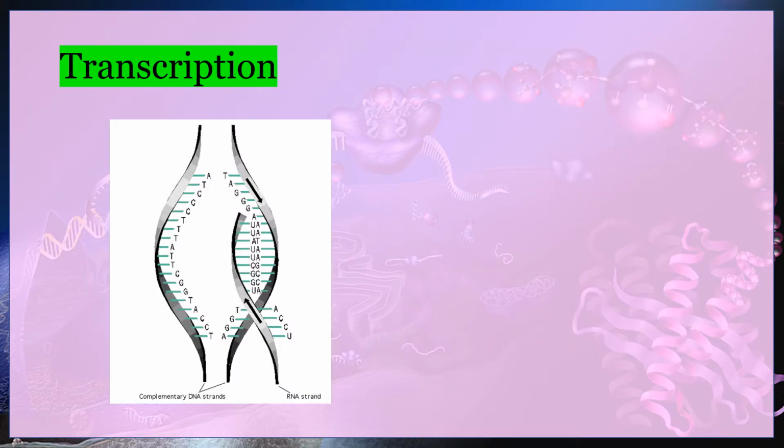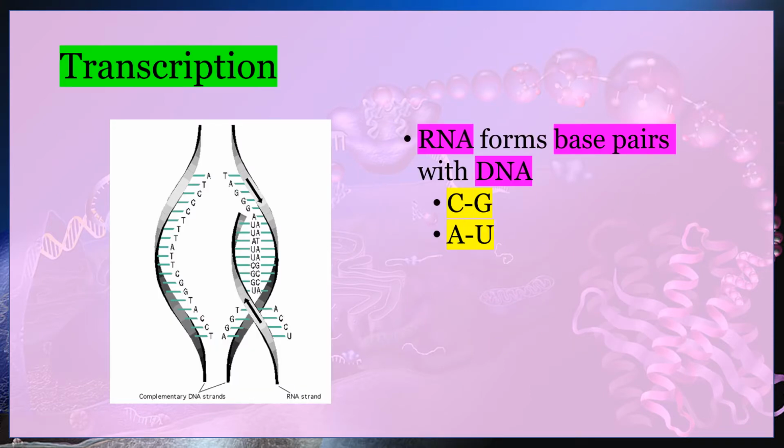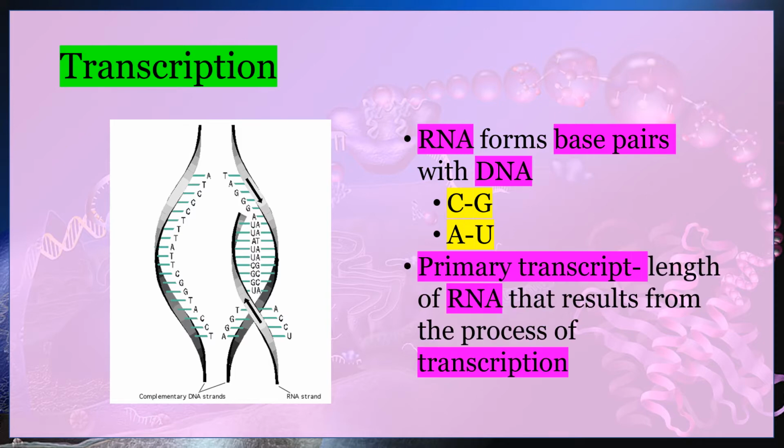Going with transcription, RNA first forms base pairs with the DNA. Much like replication, C goes with G, but A goes with U. So when we're dealing with RNA, U replaces T. The primary transcript is the length of messenger RNA that results from the process of transcription. So the DNA is going to unfold and the RNA is going to come in and make a copy, and then release a message.